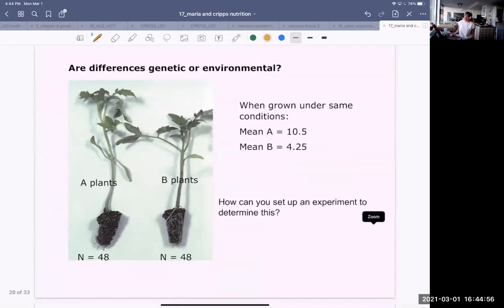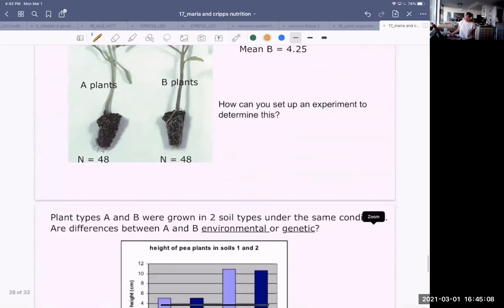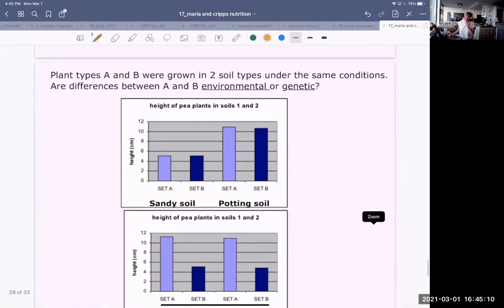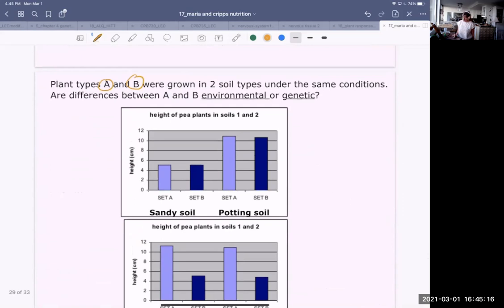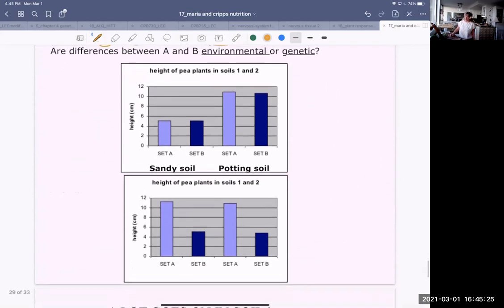So, are differences in plant growth genetic or environmental? This may be important for your assignments. How can you set up an experiment? Well, let's see. We've got plant type A and plant type B, and they're grown in two soil types, same conditions. Are the differences environmental or genetic?